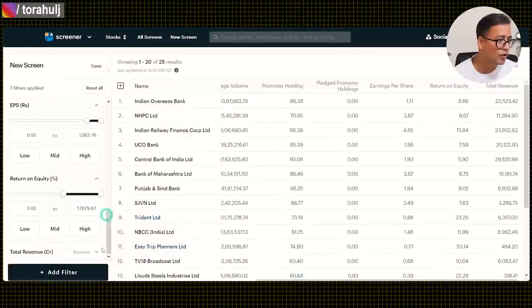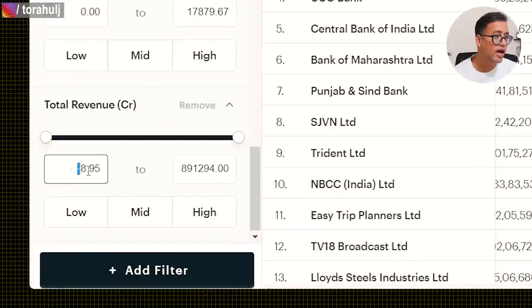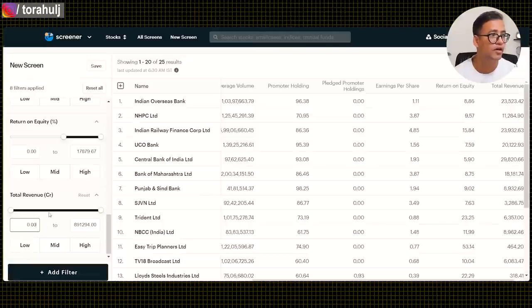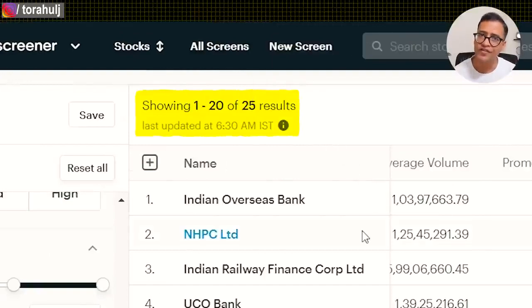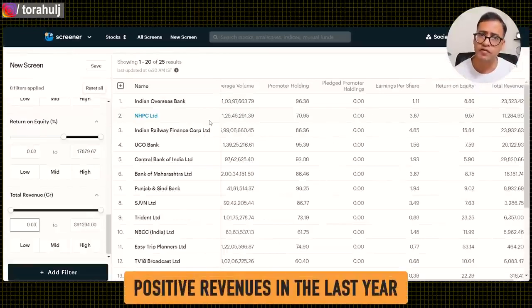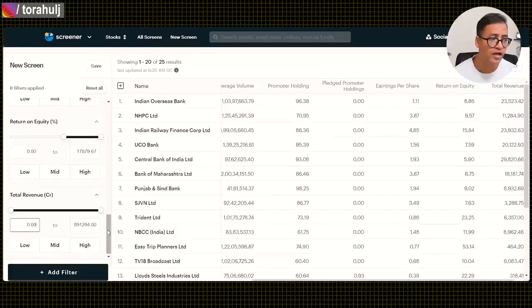And what we again want is those companies that have given at least positive revenues in the last financial year. So let us put 0 here. We are going to get the same list because all of these stocks have generated positive revenues in the last year. And the last fundamental criteria that I want to use is net profit margin.